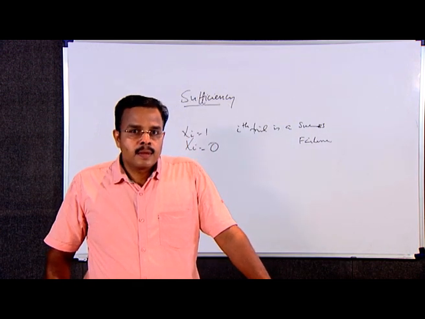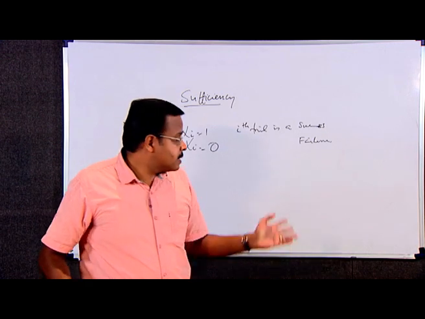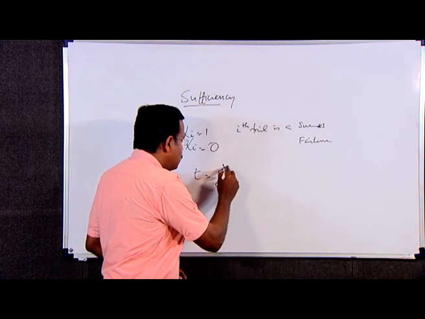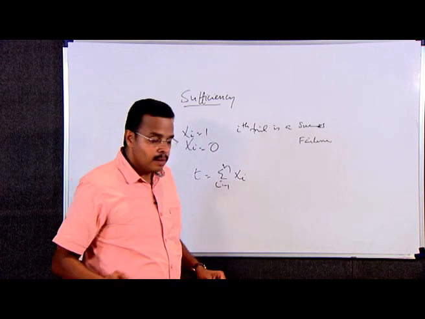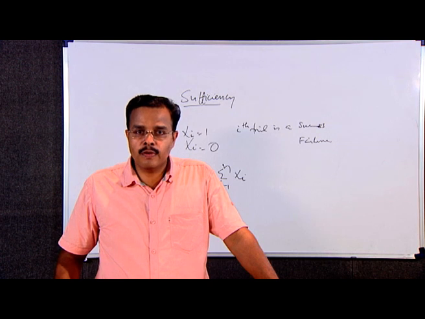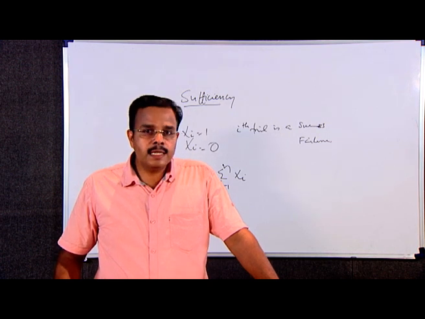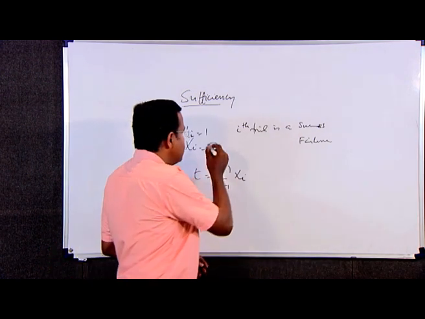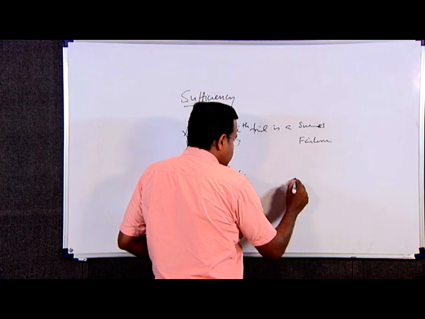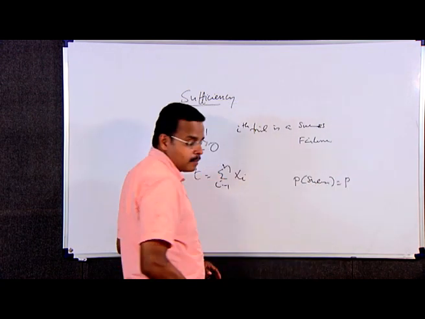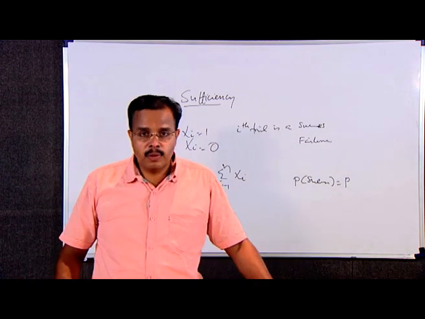Then we consider T equal to summation i from 1 to n xi, the total number of successes out of n trials. This is enough to estimate the value of P, that is the probability of success. So, you want to estimate the probability of success.